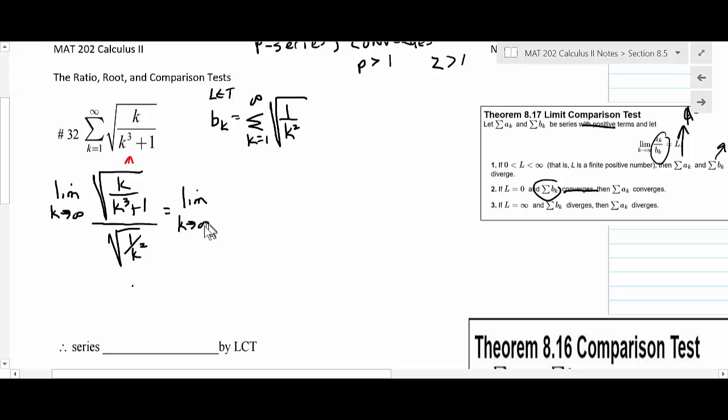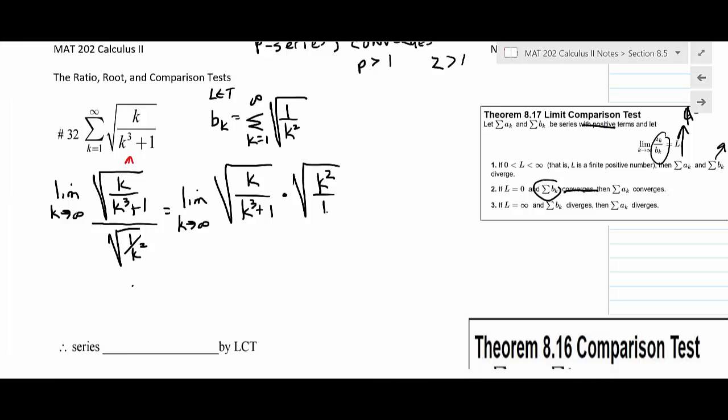Limit as k goes to infinity, we're going to have the square root of k over k cubed plus 1. And since we're dividing by this fraction, we're going to multiply by the square root of k squared over 1 like that. All right, everybody with me okay? Okay, we're dividing kind of like the ratio test.